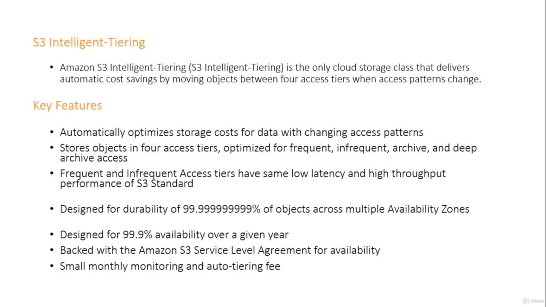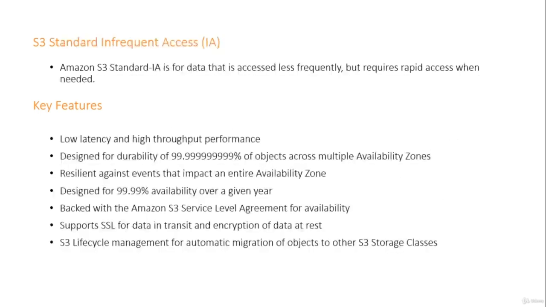Much like S3 Standard, S3 Intelligent Tiering also offers 11 nines of durability across multiple availability zones, offering protection against the loss of a single availability zone. However, its availability SLA is not quite as high as S3 Standard, as it's set at 99.9% availability.